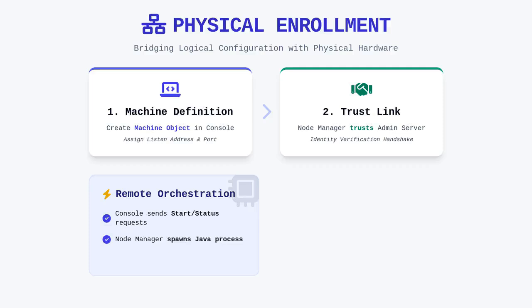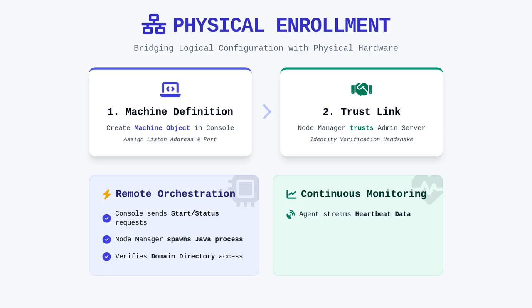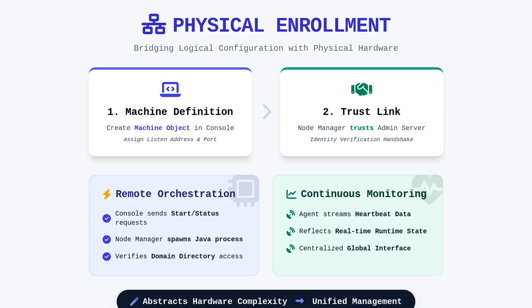When you initiate a start request from your centralized console, the Node Manager verifies that the domain directory is accessible and then spawns the Java process for the requested managed server. This remote orchestration effectively abstracts the complexity of server administration, allowing you to manage a global set of instances via a single administrative interface. Monitoring the status of these remote servers is equally streamlined, as the agent continuously streams heartbeat data back to the console to reflect the current runtime state.